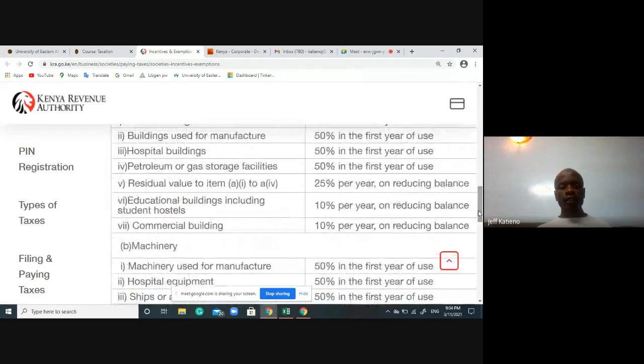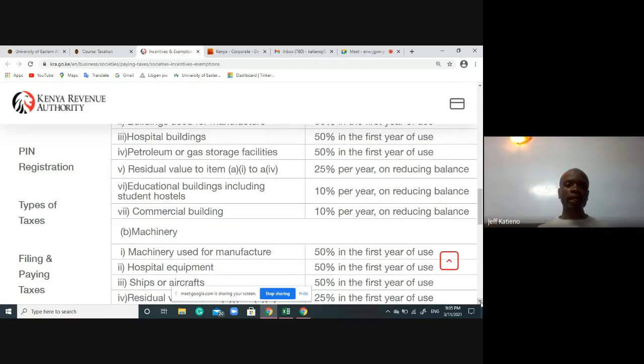So there are other categories. Educational buildings is 10% per year on reducing balance. So which means if the building was 1 million, then in 2020 you will charge 10% of 1 million, which is 100,000. In year 2, you will charge 10% on 900,000, which is 1 million minus what you already charged. Commercial building, the same. And then the next category is machinery.